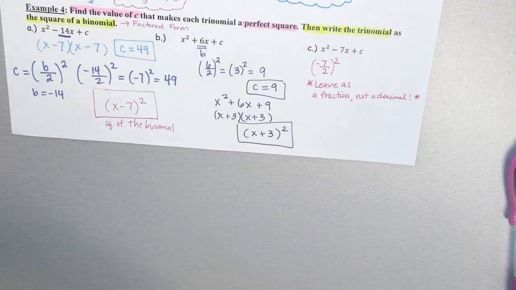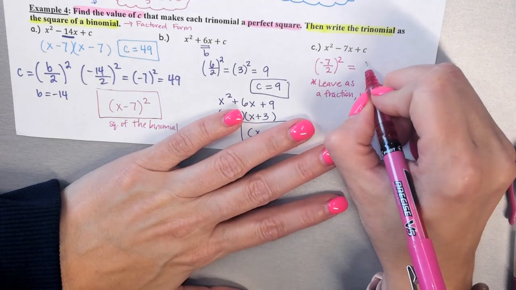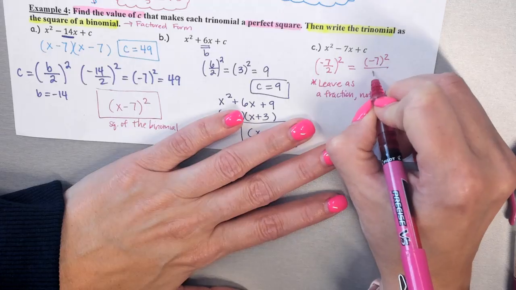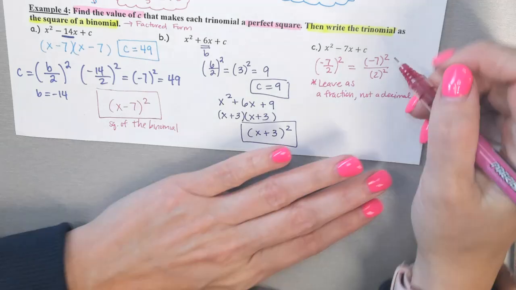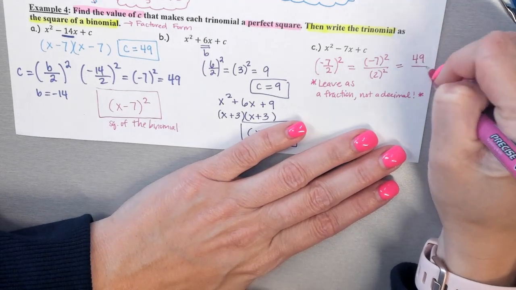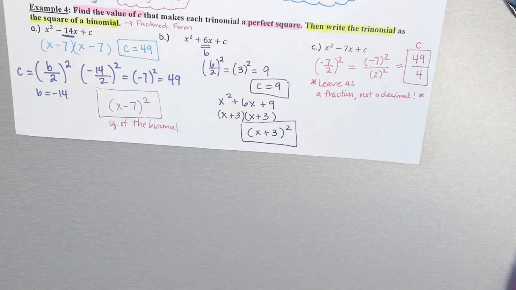Okay, so instead of making that negative 3.5 and squaring it, remember we're doing this without a calculator, so you're not going to want to do that anyway. When you square a fraction, all you have to do is square the numerator and square the denominator. So negative 7 squared is 49, 2 squared, 4. This is your c value. That's going to be a lot easier than multiplying out negative 3.5 times negative 3.5. Also going to be a lot easier when we do our factoring.